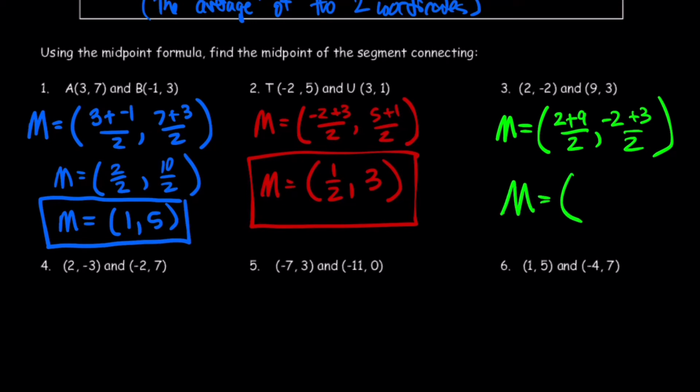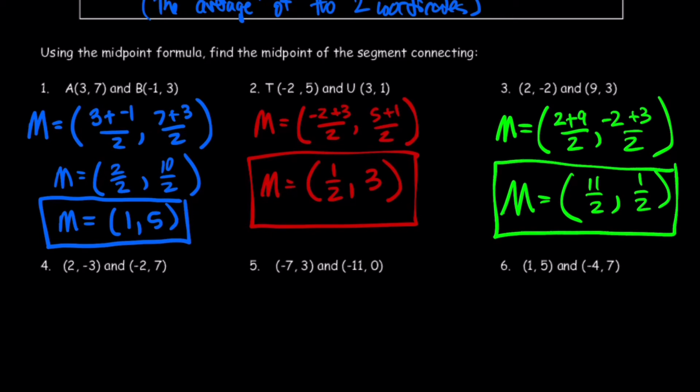Now we'll just add our numerators. 2 plus 9 is 11. That's an odd number. I will just leave it 11 over 2. If you put 5.5, that's right. Negative 2 plus 3 is 1. I'm going to leave that 1 divided by 2. If you put 0.5, that's also acceptable.